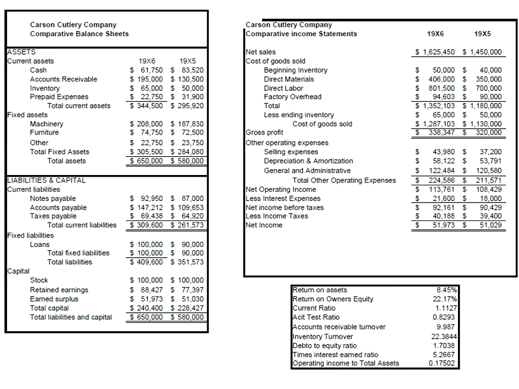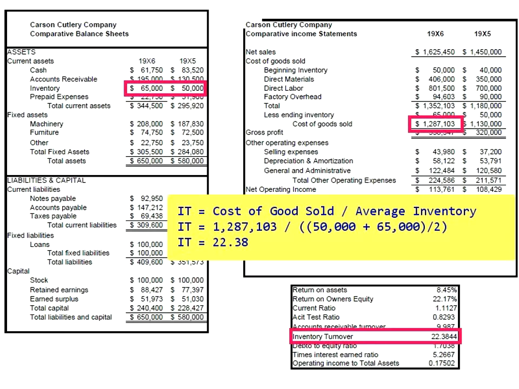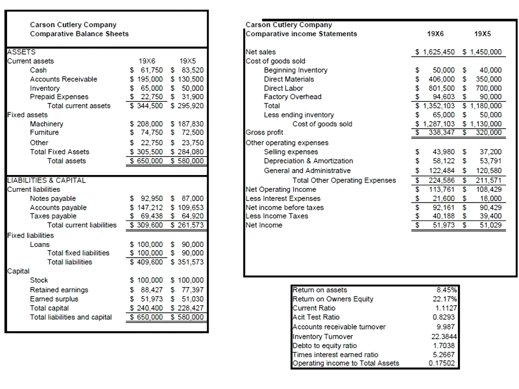The next financial ratio is inventory turnover, which is computed as the cost of goods sold divided by the average inventory. The numbers presented in this case are 1,287,103 divided by the average of 50,000 and 65,000. The ratio is then 22.38, and the interpretation of this number is that we are able to rotate or renew our complete inventory about 22 times in the year.